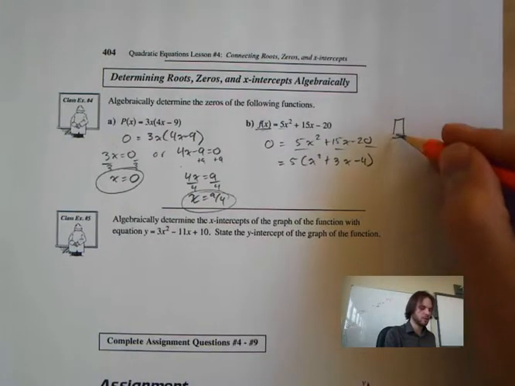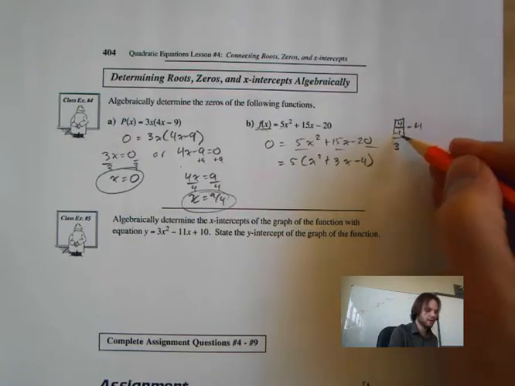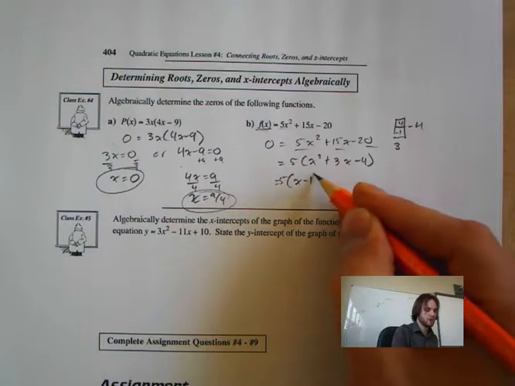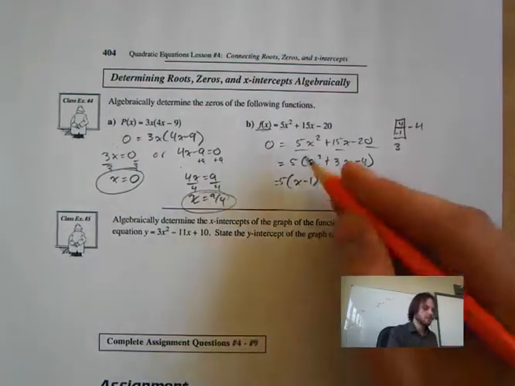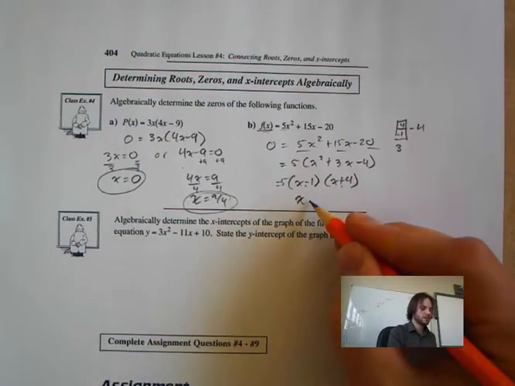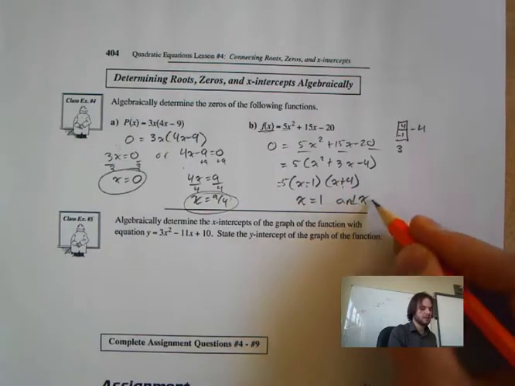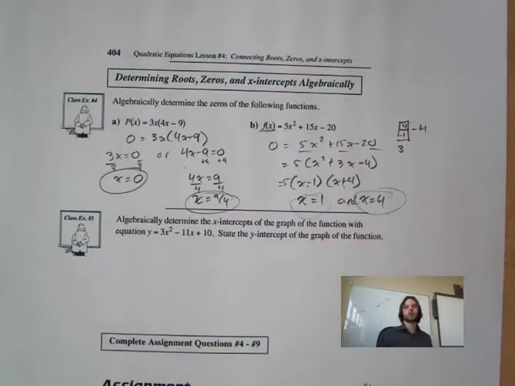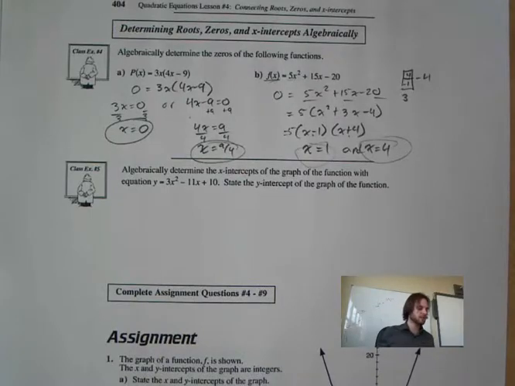So let's move to my box method. I have negative 4, and I have 3. I look at that, I'm going to have 4 and negative 1. So I have 5 times x minus 1 and x plus 4. So what are my values? Well, I look at this, I'm going to have x is equal to 1 and x is equal to negative 4. So my zeros are at 1 and negative 4. That is it. Okay?